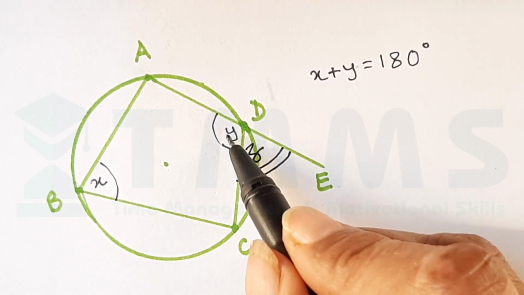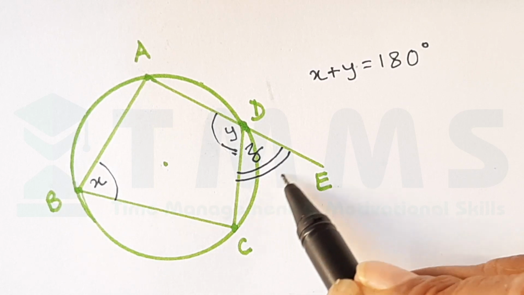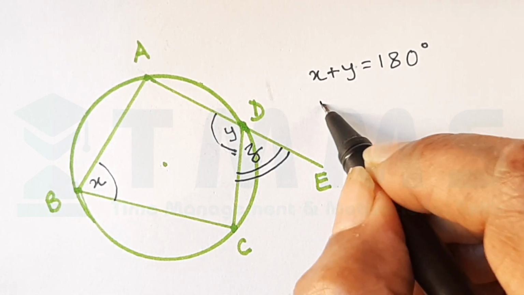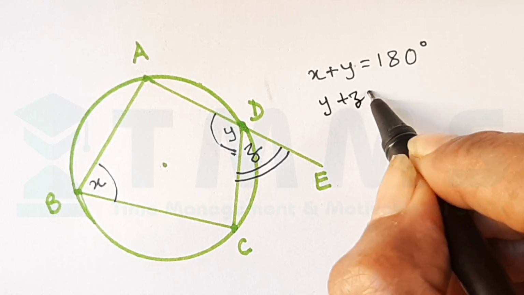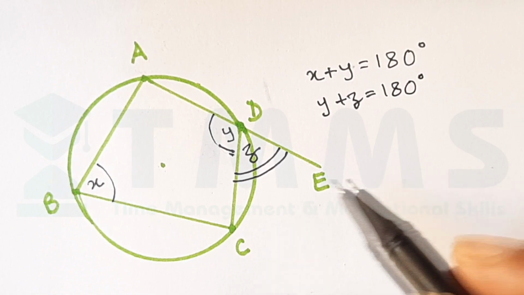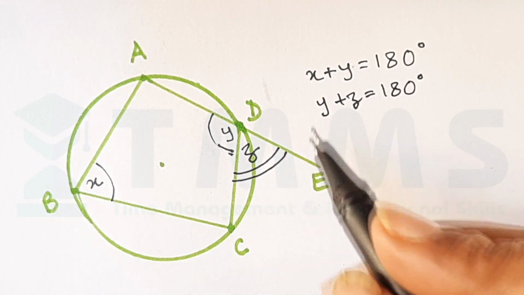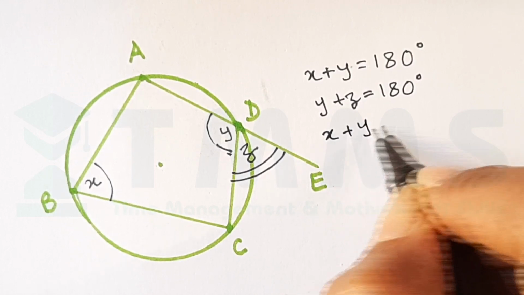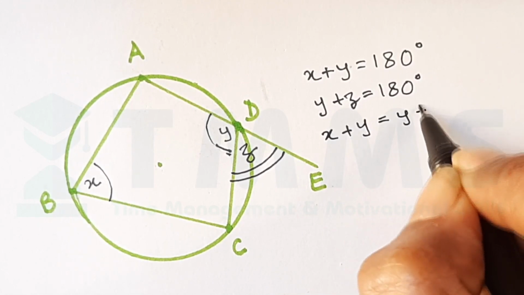Now tell me, y and z, they are the angles in a linear pair because they are angles in a straight line. So can we not say y plus z is equal to 180 degrees? Why should we say that? Because angles in a linear pair are supplementary. And so won't we say x plus y is equal to y plus z?